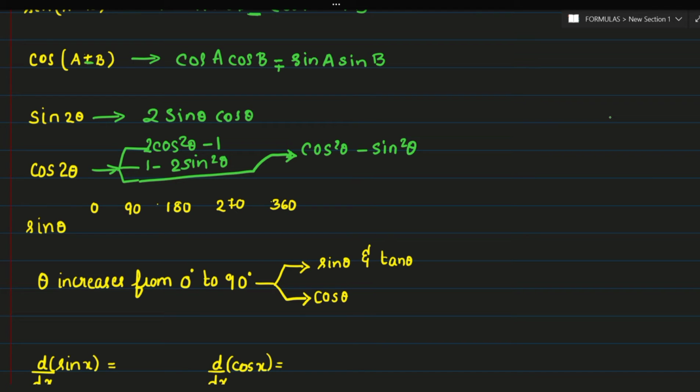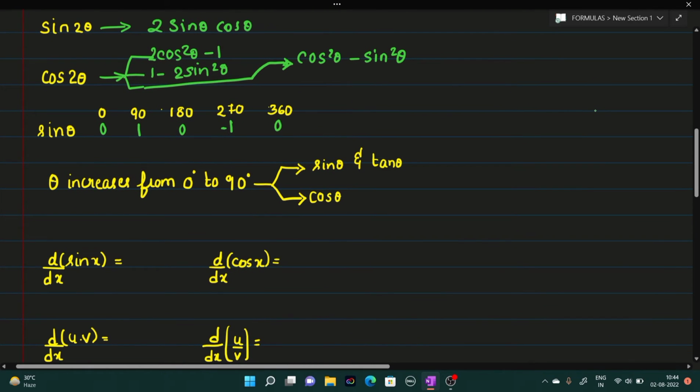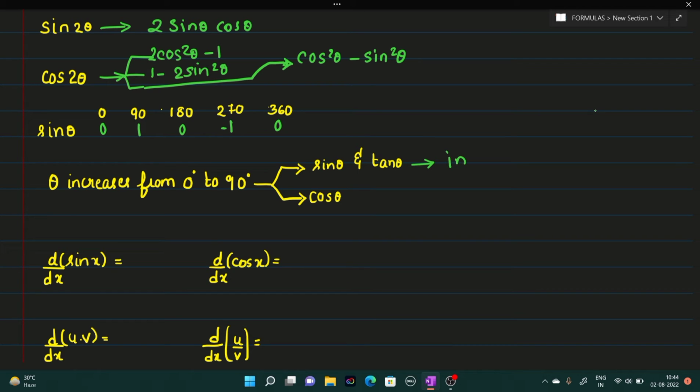Next are the basic values that we need to know for sine theta. First we start: for 0 degree it is 0, then 1 for 90, for 180 it is again 0, for 270 it is -1, and for 360 it is 0. Next, when theta increases from 0 to 90 degrees, suppose the values are 30, 45, 60, 90, as it increases, the value of sine theta and tan theta is said to increase, while that of cos theta is said to decrease.